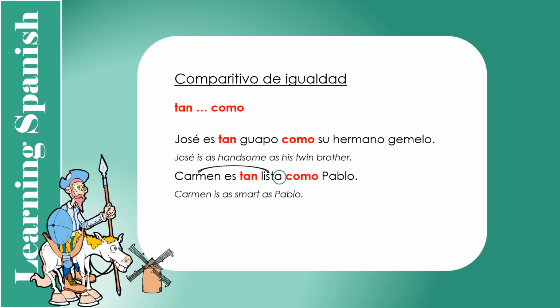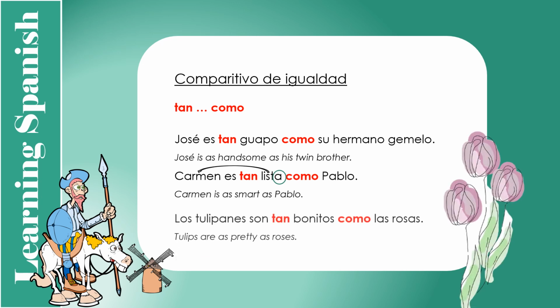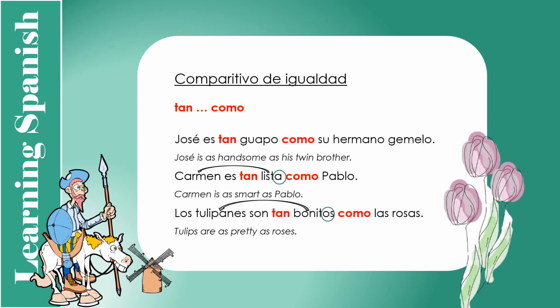Now, in the video about the adjectives, I've explained that in Spanish the adjectives completely adapt to the noun they describe. The name of a person is called a proper noun, and therefore the adjective listo, smart, must agree to Carmen in gender and number. Carmen is feminine, so therefore lista. The same goes for the third example. Los tulipanes son tan bonitos como las rosas. Tulipanes, tulips, is a masculine plural noun, and therefore the adjective bonito becomes bonitos.